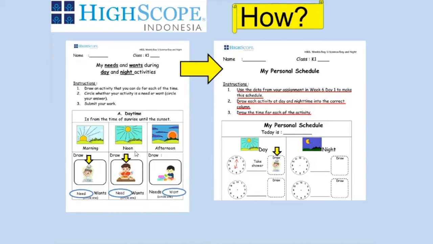So from the activity at noon, lunch, I draw it again in here, and then I have to name it and also draw the time. And I do the rest for the nighttime activities section in assignment week 6, day 1 into the night personal schedule.